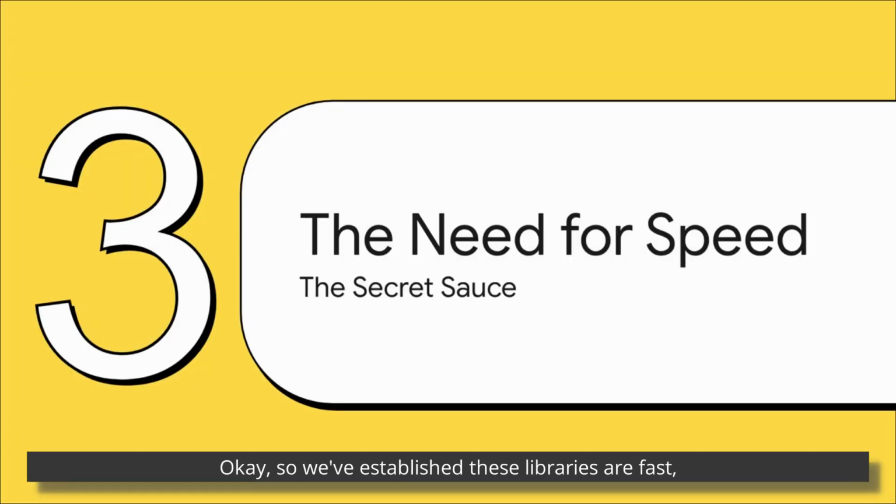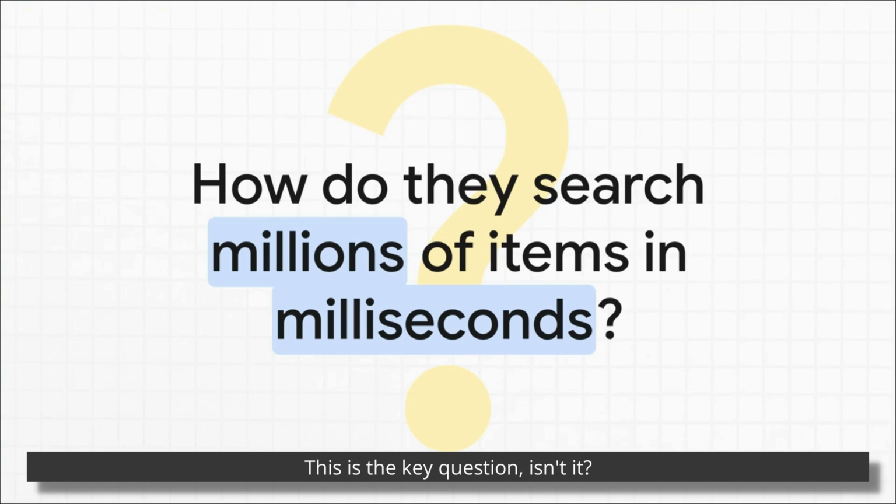Okay, so we've established these libraries are fast, like ridiculously fast. But how do they actually do it? Let's pull back the curtain for a second and look at the core tech that makes it all possible. This is the key question, isn't it? If you have a million vectors, the old school way, a brute force search, would mean you'd have to compare your query to every single one of them. That is way too slow. These libraries do something much, much smarter.